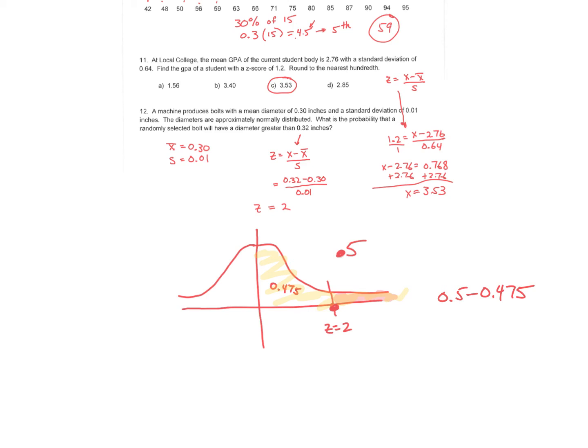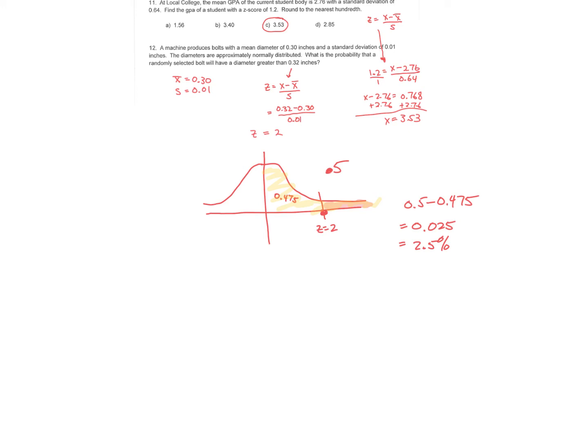And that equals 0.025, which is equal to 2.5%. So what's the probability that a randomly selected bolt will have a diameter greater than 0.32 inches? 2.5% of the bolts will.